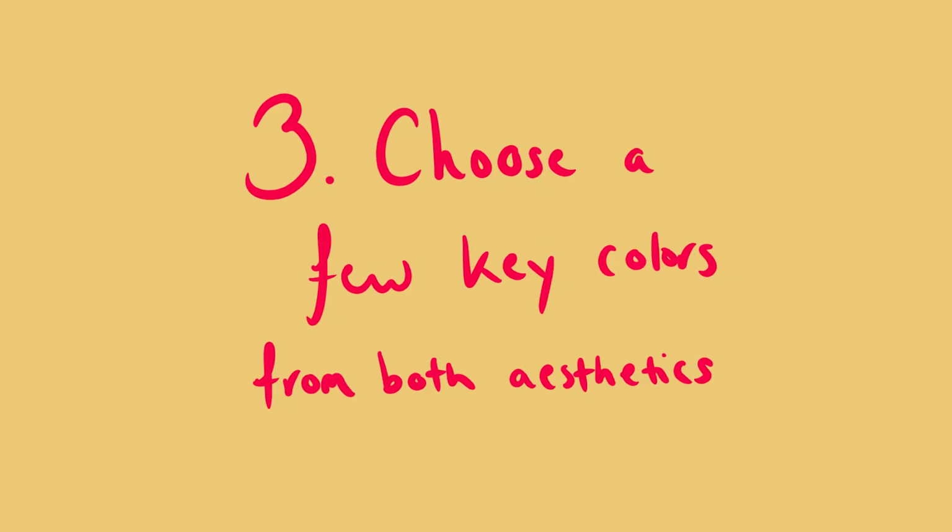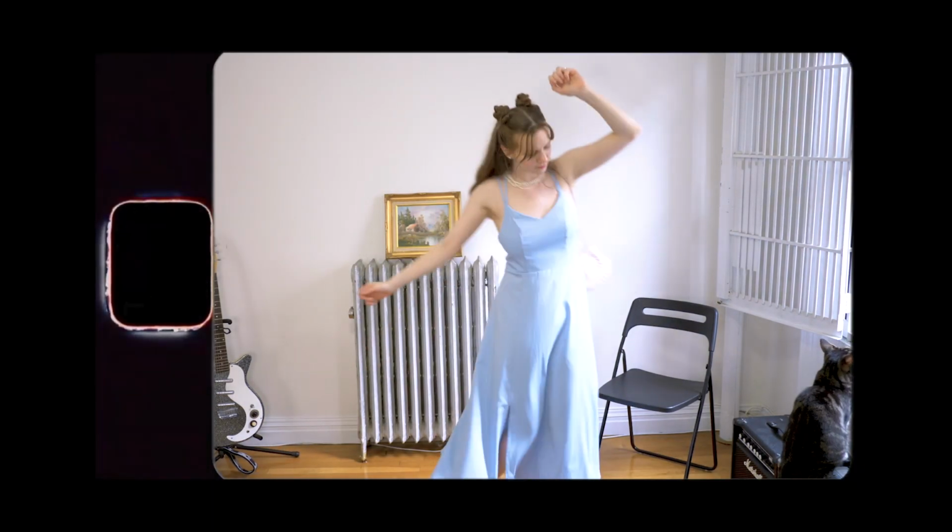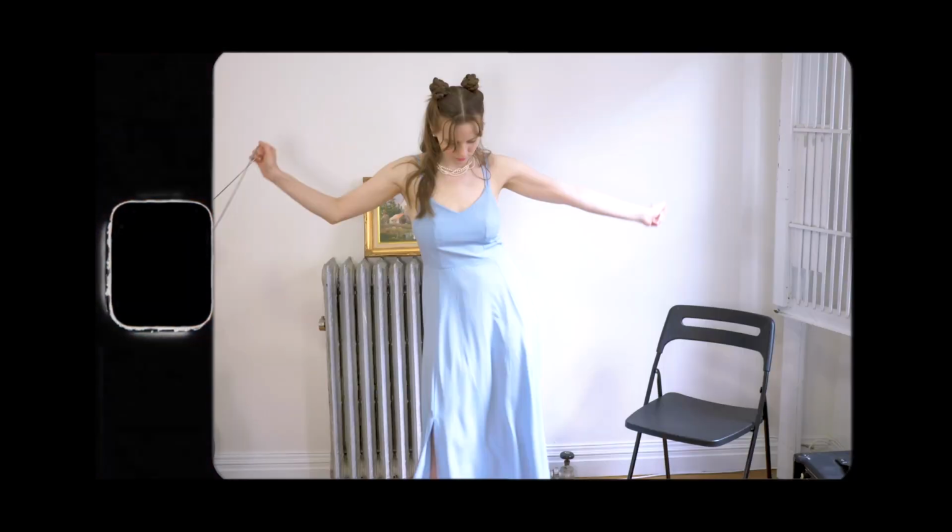3. Choose a few key colors from both aesthetics. For example, if you like ocean blue and sage green, use these two to complement each other in an outfit, whether that's mixing them with your choice of clothes or just using one of the colors for accessories. In my case, I would be mixing blues and pinks together, as those are the two colors that I think could complement one another in moderation.